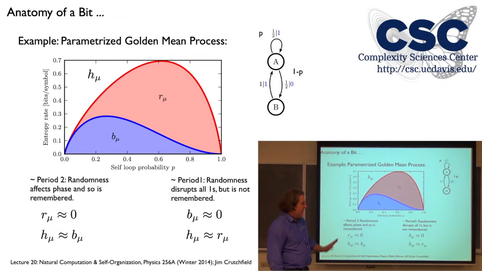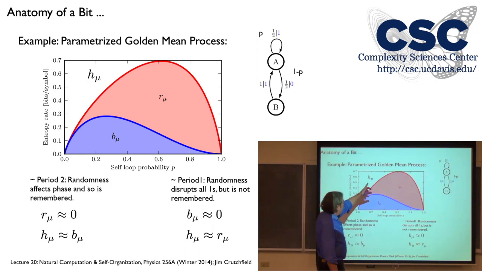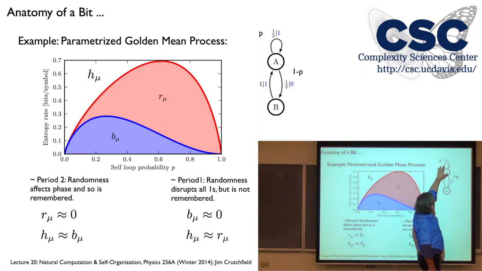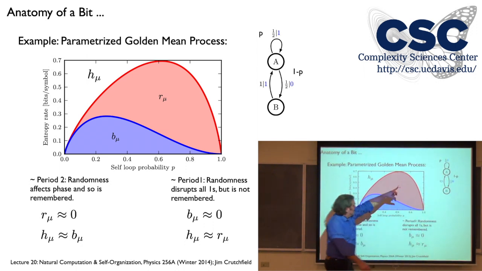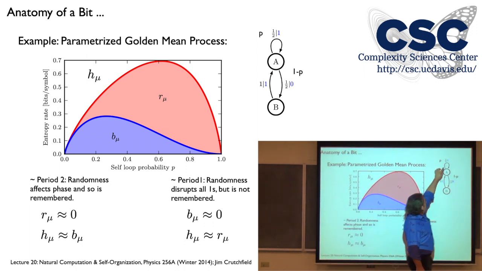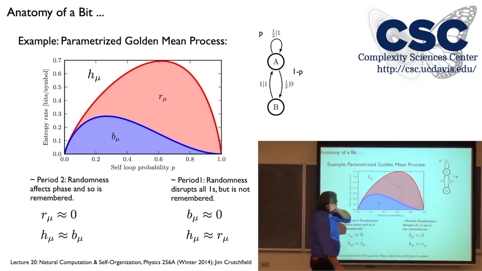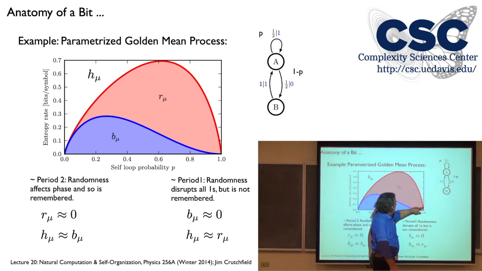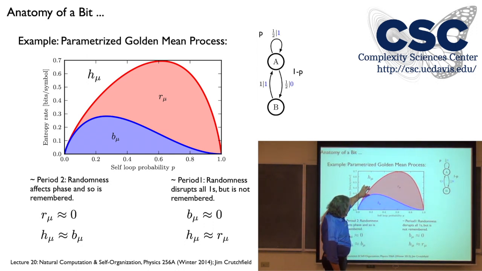So again, just to give some more examples here. Golden mean process. And now what I'm going to do is vary the self-loop probability between 0 and 1. When the self-loop probability is 0, it's basically period 2, so it doesn't take this loop. It just goes 0, 1, 0, 1, 0, 1. Then what we're plotting here is this upper curve, which is h mu. It's called a stacked plot. This distance is r mu, and this distance is b mu, so they add up to h mu.